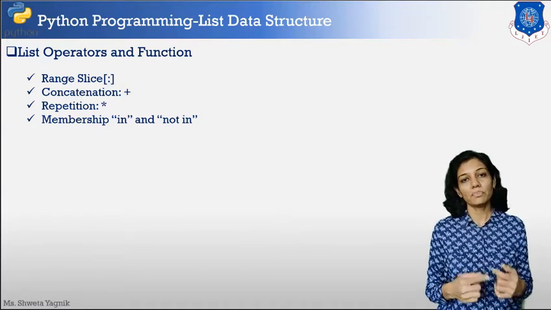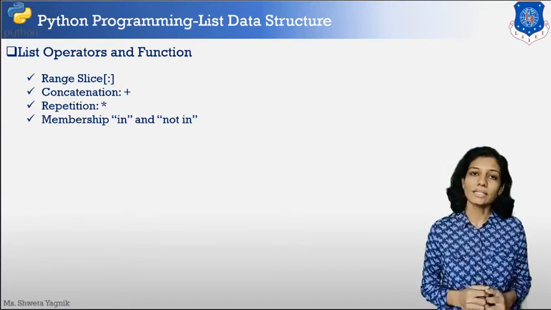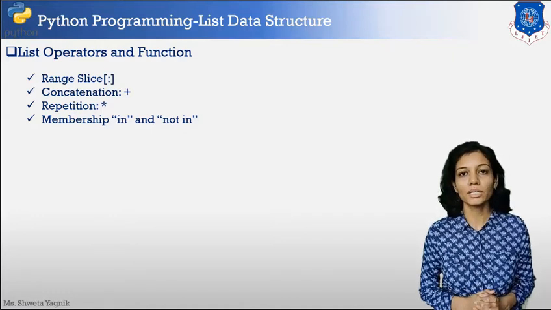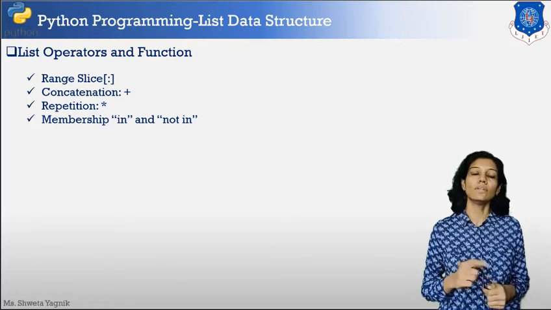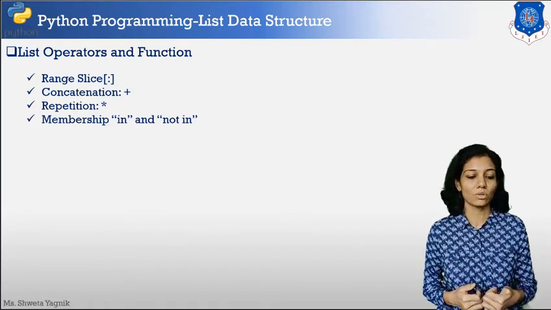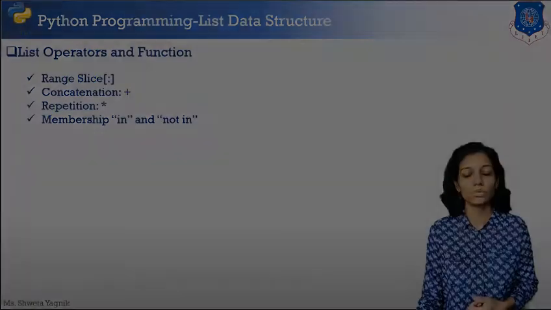If I want to repeat the list elements, I will be using star. And lastly, we are going to see the membership operators, in and not in. If I want to check whether some element is a part of a list or not, I will be using the last operators, that is in and not in. So let's see practically how to do that.